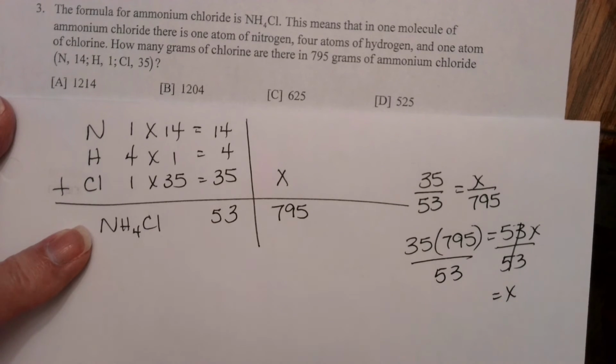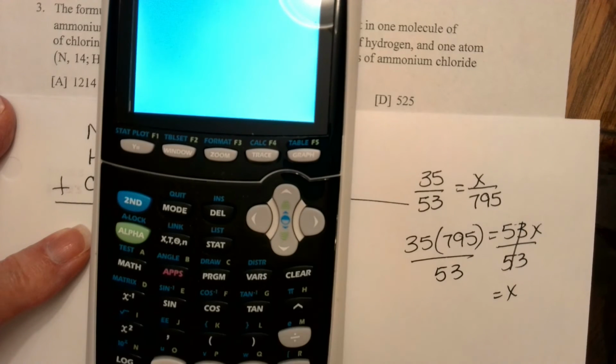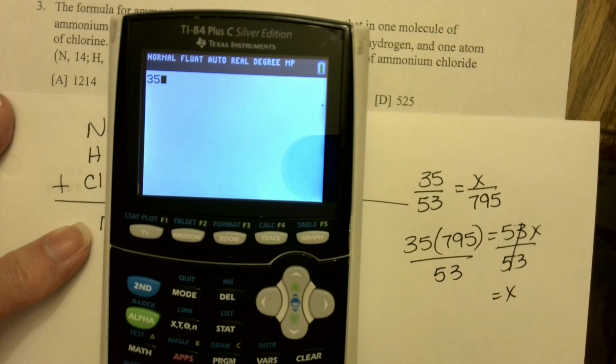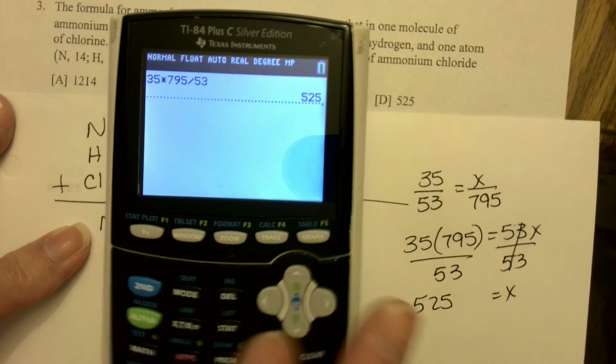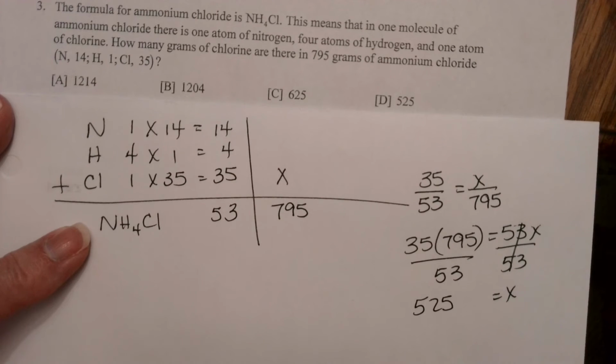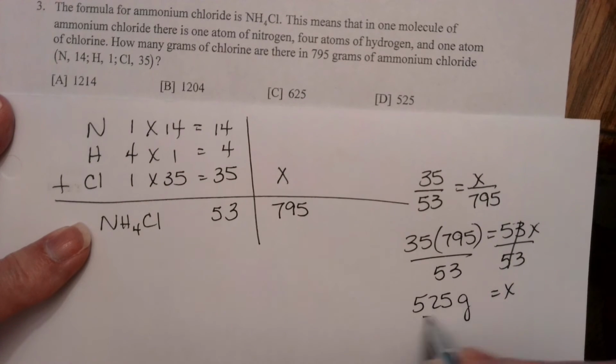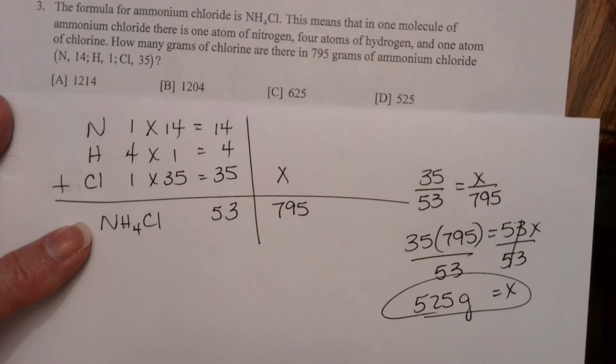Take your calculator. Do 35, so you can see it, times 795 divided by 53. And so you get 525. Look at the unit, grams, right? That's your answer, multiple choices right there, okay?